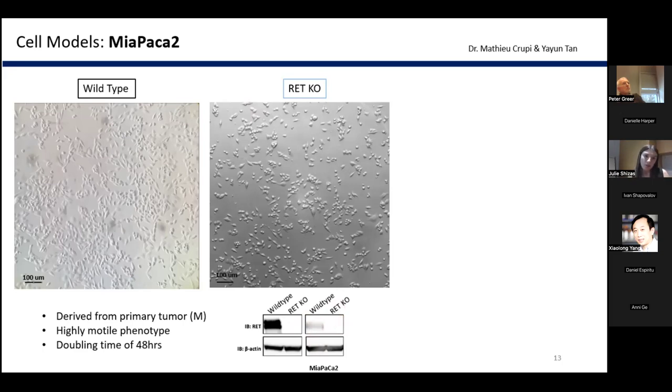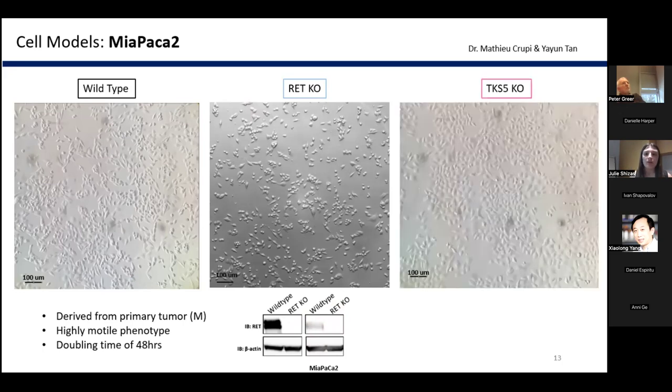Most recently, I was able to generate a TKS5 knockout using CRISPR-Cas9 technology with the help of a student named Yayun Tan. I haven't done many assays with this yet, but I'm looking forward to it in the near future.